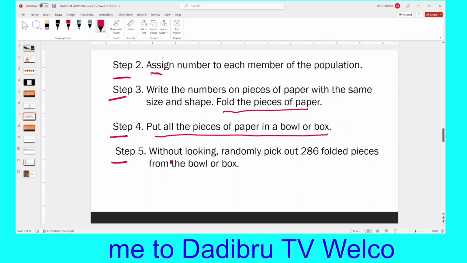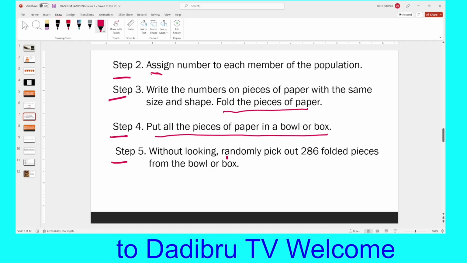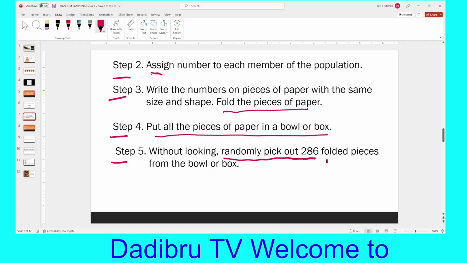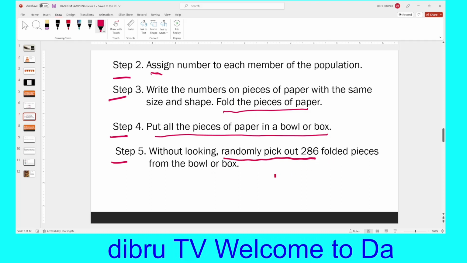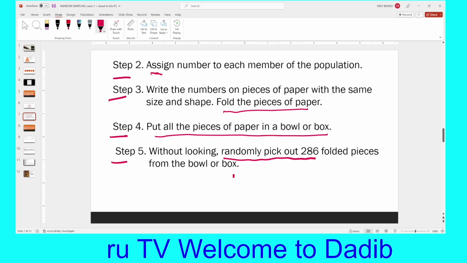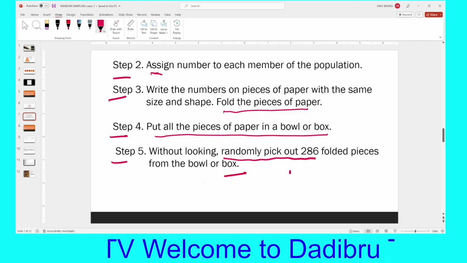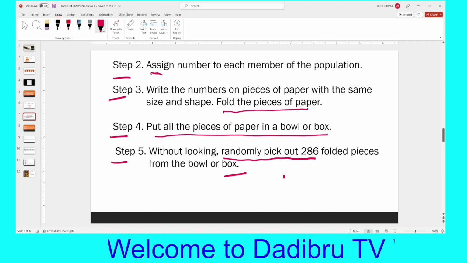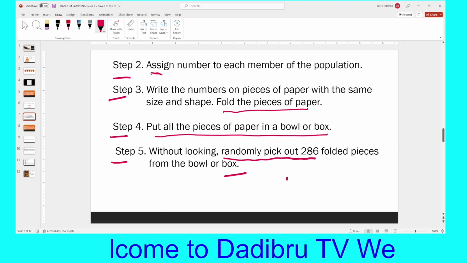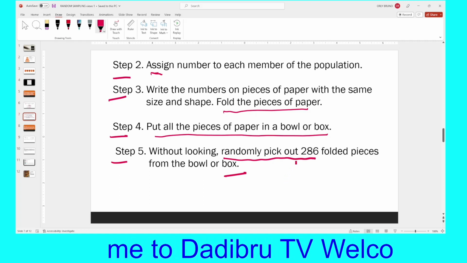And step 5, without looking, randomly pick out 286 folded pieces from the bowl or box. And that is now the steps for you to use using lottery method. Okay? So if you have questions, just comment down below.